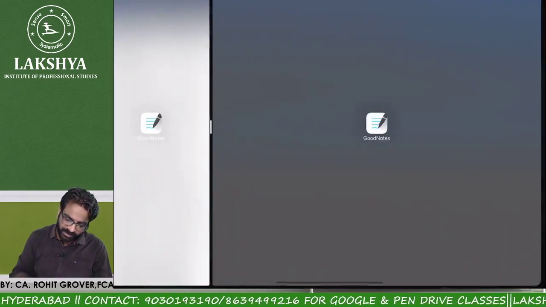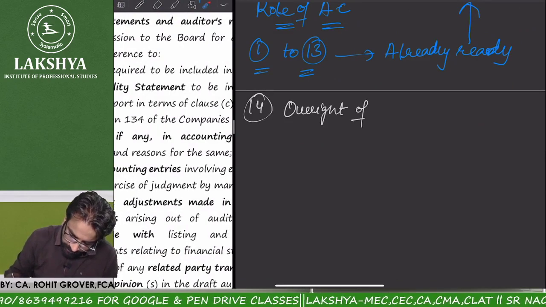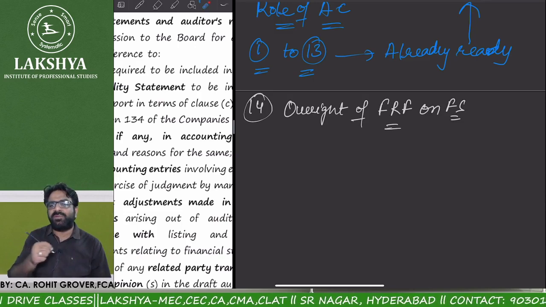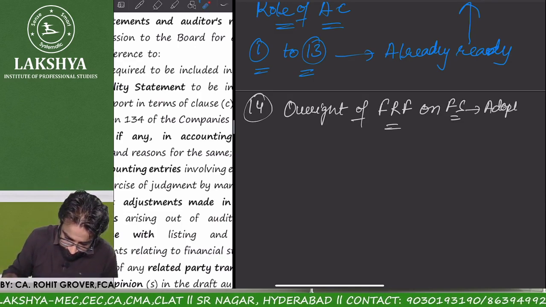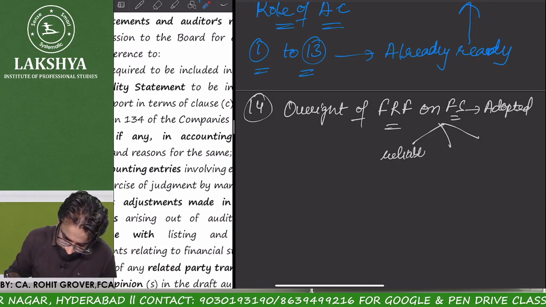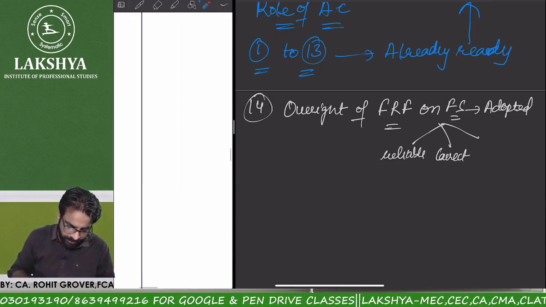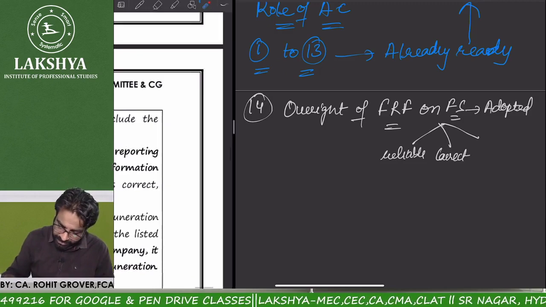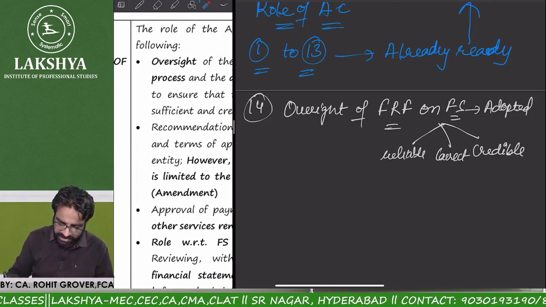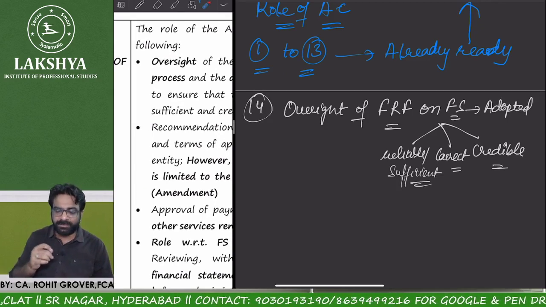So let us write the point number 14. Okay, sir, what is the point number 14? Oversight of financial reporting framework on financial statements. So it has to check that the financial reporting framework on financial statements is adopted, so that they can say that such financial statements are reliable, correct, and credible. True, fair, correct, and reliable. Or you can say sufficient also. Correct, everyone? It is sufficient, correct, credible, and reliable. Clear? Okay, point number 14.